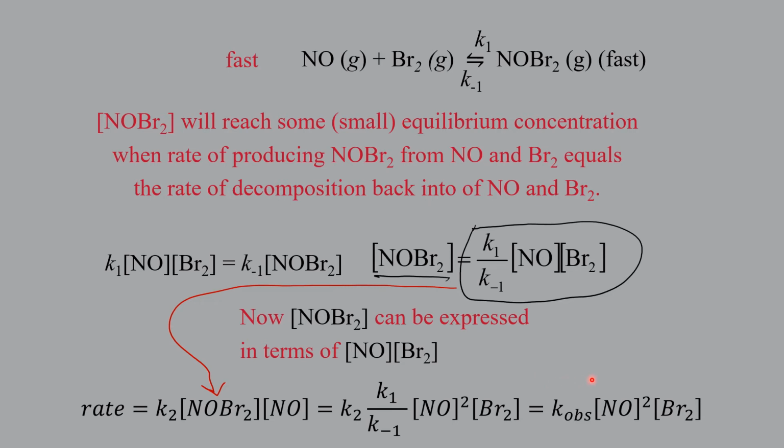And so the observed rate constant, K observed, is going to be equal to K2 times K1 divided by K negative 1. And you would expect this mechanism would result in a process that is second order with respect to NO, first order with respect to Br2, and third order overall. And again, you would do the experiment. If you observe this behavior, that was a good sign. If you did not observe this behavior, you come up with a different mechanism.